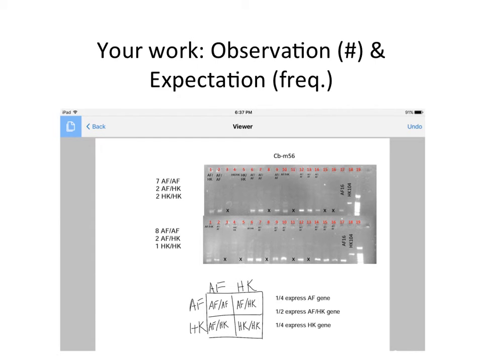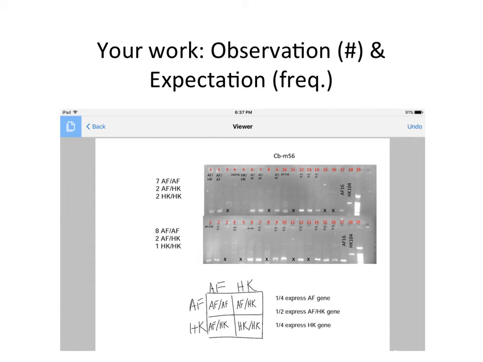So I liked this example, A, because this student tabulated how many of each of the different genotypes they interpreted that they saw. So in the top half of the gel, 7 homozygous AF16, 2 heterozygotes, and so forth. That was one of the questions I asked you to do. Now, what's at the bottom here? The Punnett square. Why does this student write out the Punnett square?